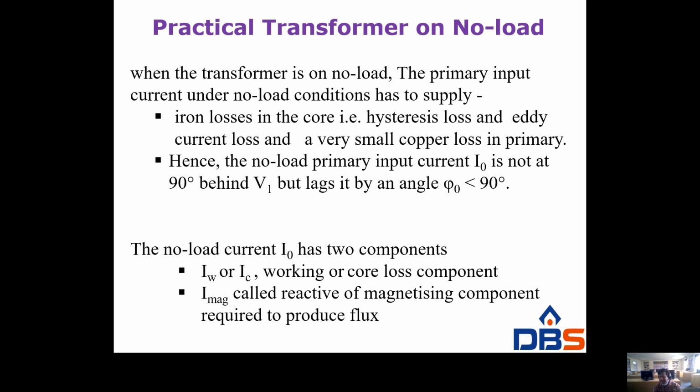Now the no load current has two components. One is the working component or core loss component. Another one is the magnetizing component. It is required to produce the flux. Two components, IW and IM.